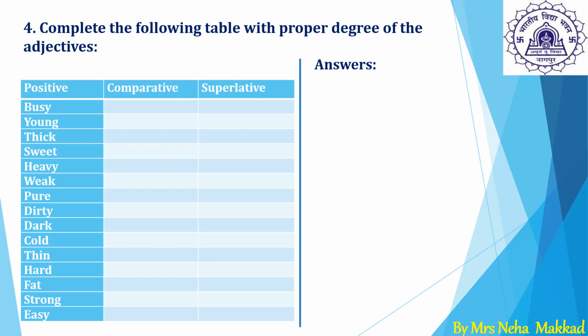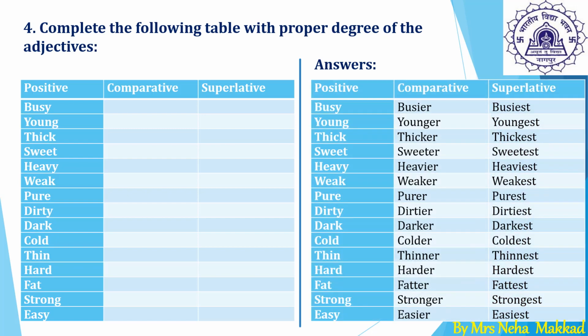Complete the following table with proper degree of adjectives. Again children, here we will be applying the rule of IER and ER and EST. So we have to complete the grid. Positive degree of adjectives is given. You have to write the comparative and superlative degree. So let us check the answers.